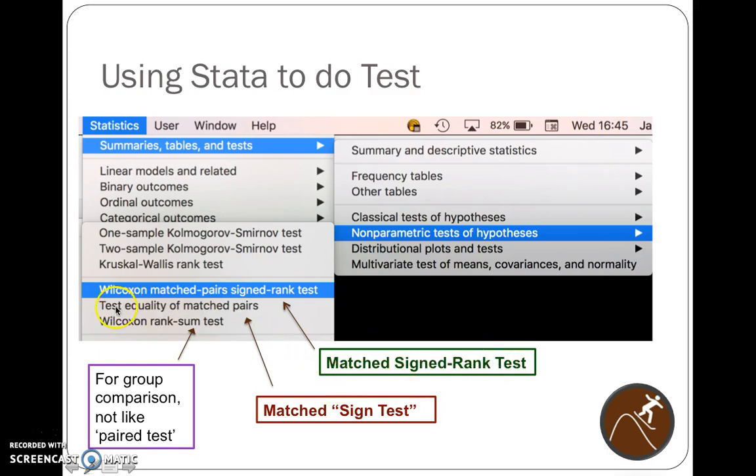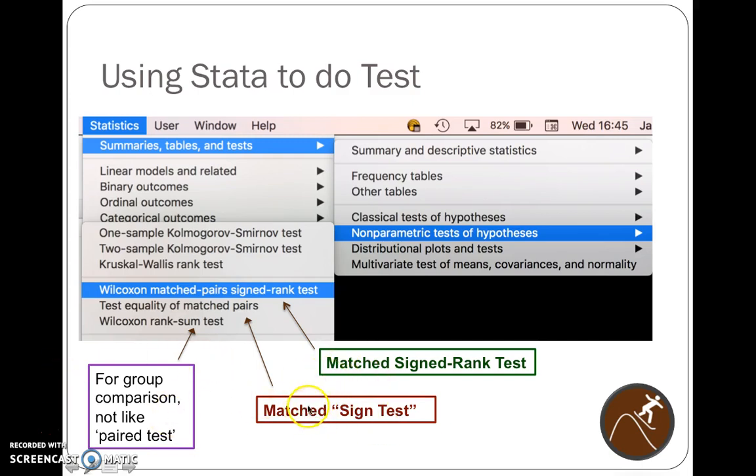The next one is this test of equality of matched pairs, and this is the more simplistic one called the sign test. It's less powerful, but does not care whether or not the distributions have a similar shape. Notice both of these are matched.